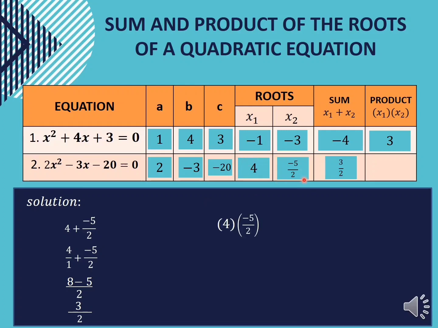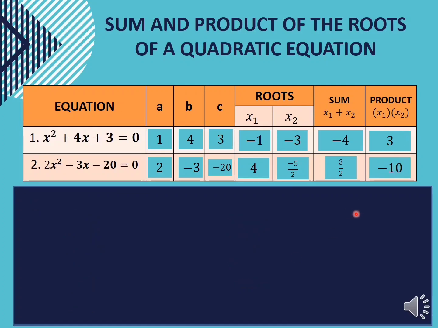So, multiply natin. In multiplying this, madali lang to. Numerator sa numerator, denominator sa denominator. So, 4 times, since may over 1, so meaning 4 times negative 5, that is negative 20. 1 times 2, that is 2. So, negative 20 divided by 2, that is negative 10. So, ibig sabihin, ang product natin is equal to negative 10.